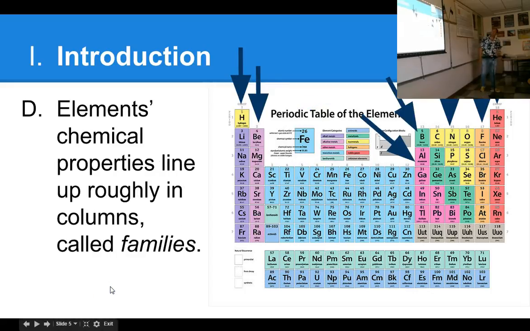The chemical properties roughly line up in columns that we call families. So more or less, everything in this column behaves the same way, and everything in this column behaves the same way. And then over here it gets a little bit fuzzy, but more or less things still line up in columns. And so an element has similar chemical properties to the elements above and below it.